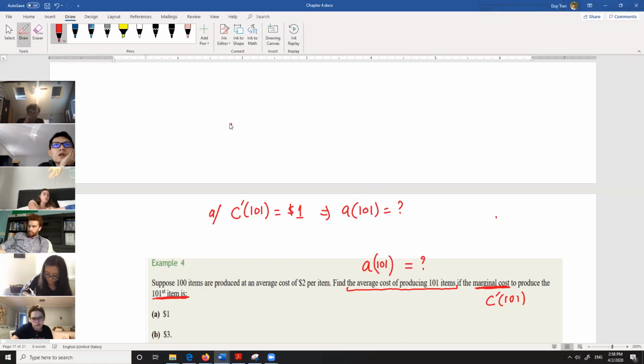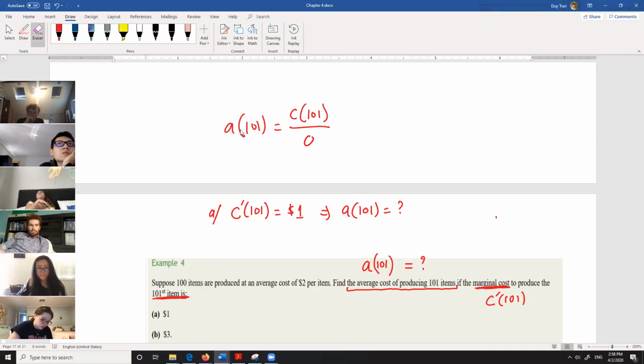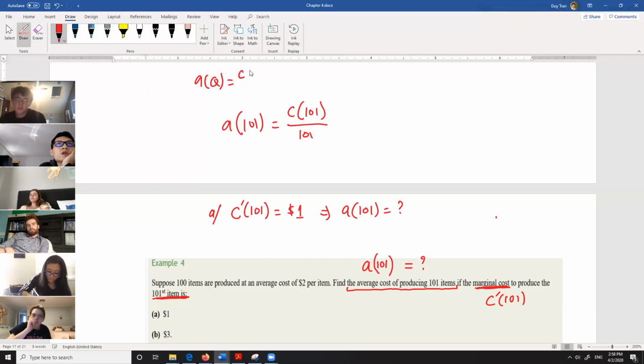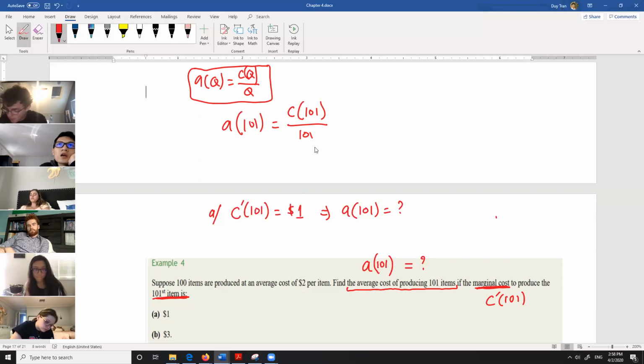Okay, so first thing is A of 101, the average cost, is equal to C of 101 divided by Q, where Q in this case is 101. Remember that A of Q is equal to C of Q divided by Q, the average cost formula. In this case, your Q is just 101. So all we have to do now is figure out what is the value of C of 101. What's that value? That is the total cost of 101 items.